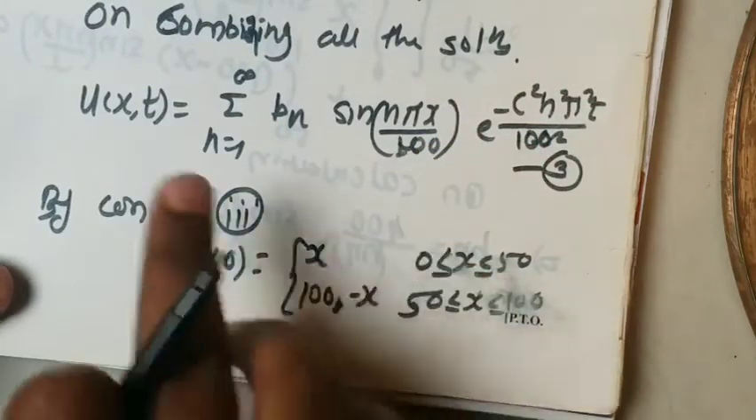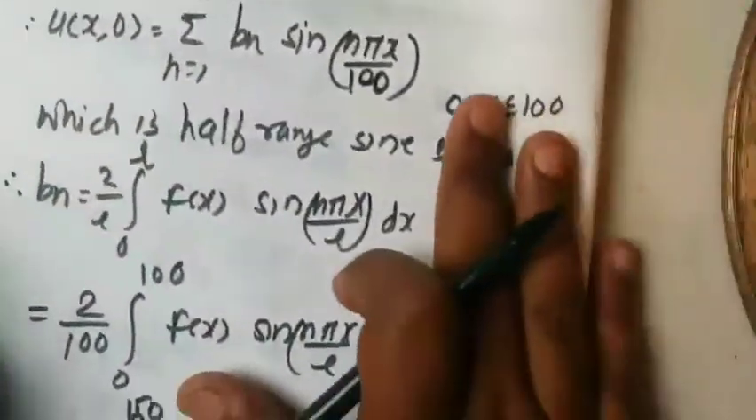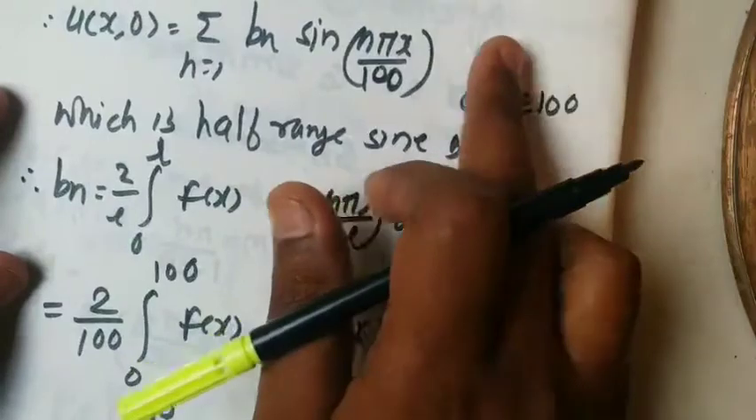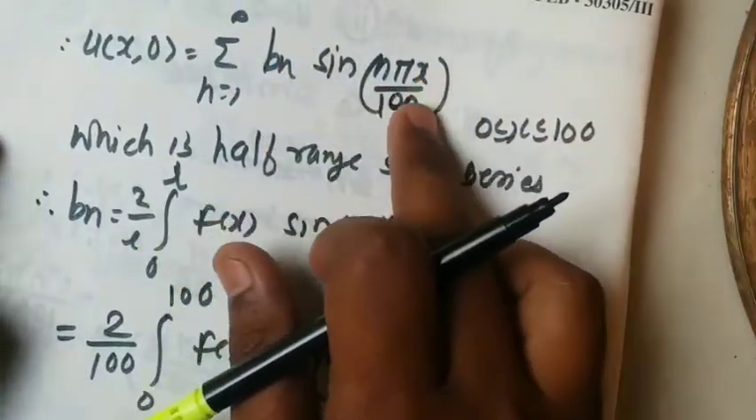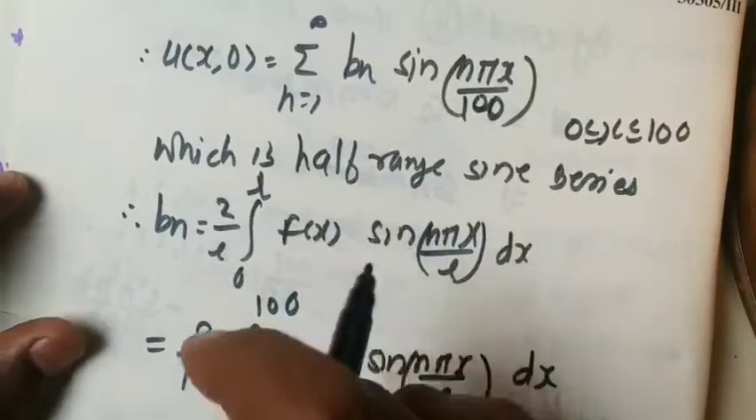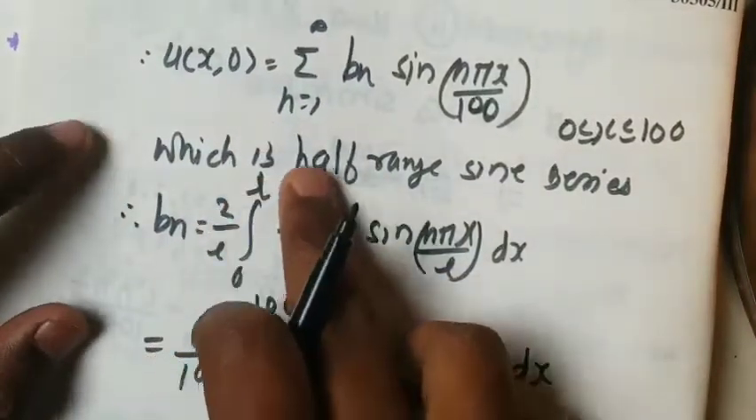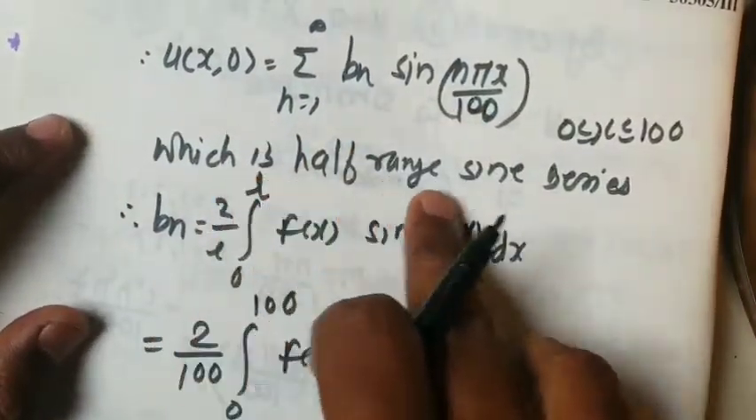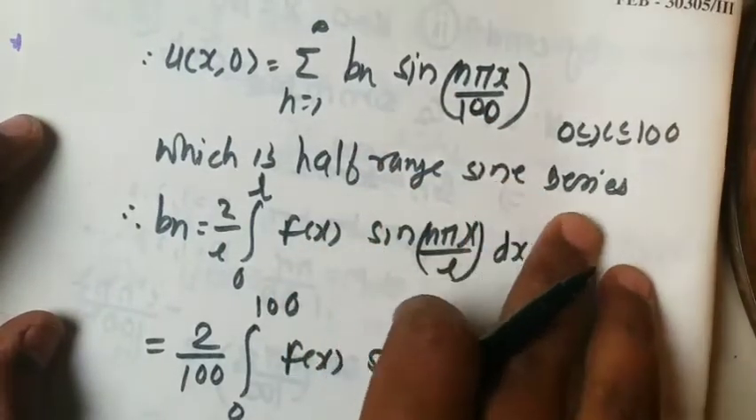And this is u of x, 0, that is the left hand side. So we'll get this series after putting the third condition, u of x, 0 equal to e raised to 0 becomes 1. Therefore, summation of bn sin n pi x by 100 for 0 less than x less than 100. Now, this is the half range sine series. Again, we have obtained the half range sine series.